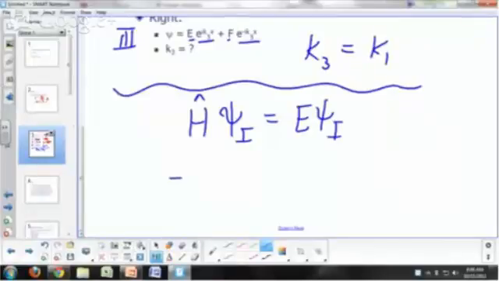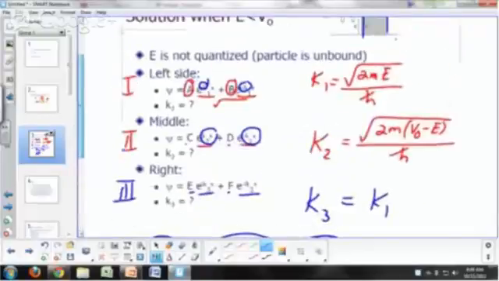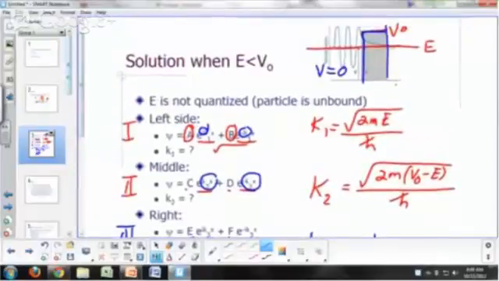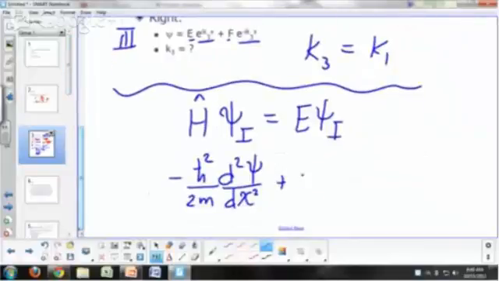Its kinetic energy operator is negative h bar squared over 2m, second derivative of psi with respect to x. And our potential energy for the left side, region 1, is 0, remember? And for the right side, that's also 0. So the potential energy operator is 0, so 0 times psi equals E psi.